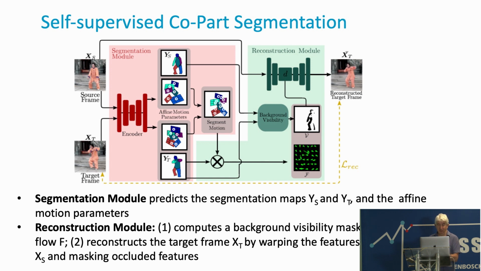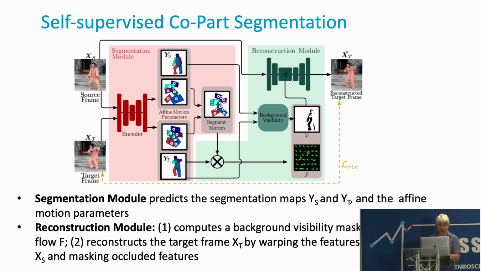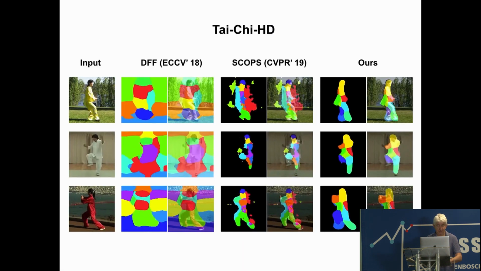The segmentation model will predict the segmentation map between the source and the target, and the affine motion parameters. And then the reconstruction model will compute the background visibility mask, right? So we need to know exactly which parts we need to animate. It's in the motion, so the optical flow. And then we are reconstructing the target by warping the features of the source frame and masking the occluded regions. And you can obtain something like this.